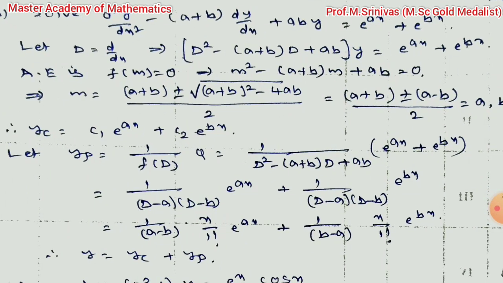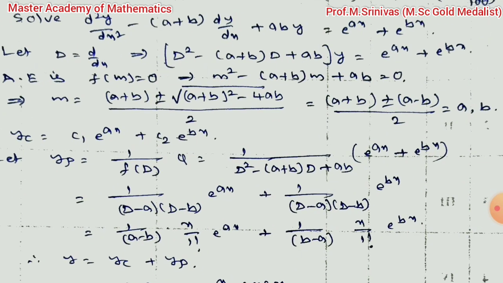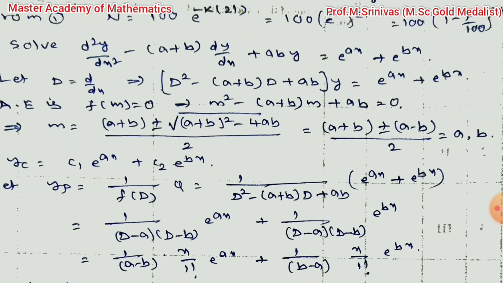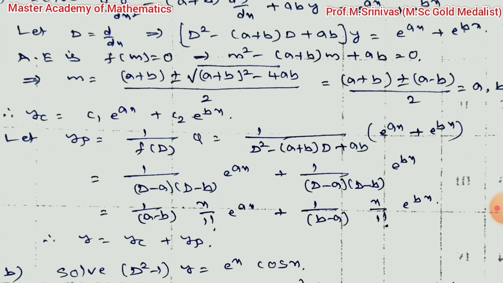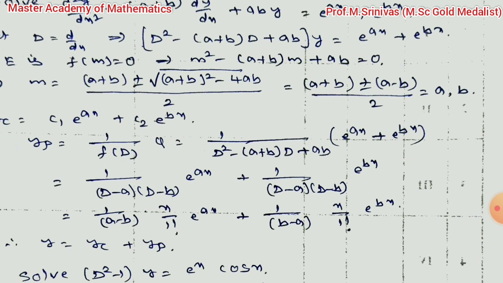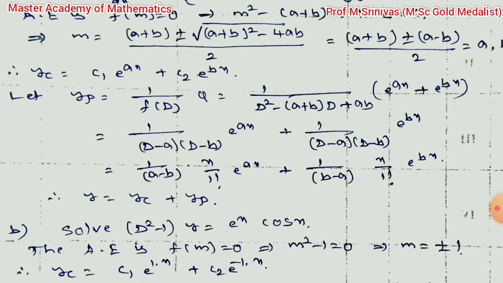Then yp can be calculated as 1 by f of D of Q. So f of D you write as it is, and Q means the right side, e^(ax) + e^(bx). If I separate them individually and substitute e^(ax), remember you substitute only in the factor which is not equal to 0. In the non-zero factor you substitute, and the remaining is x^k by k factorial type, so x by 1 factorial e^(ax). Similarly for the next one, 1 divided by (b minus a), it is also x by 1 factorial e^(bx). So that is your final yp. So finally y equals yc plus yp.